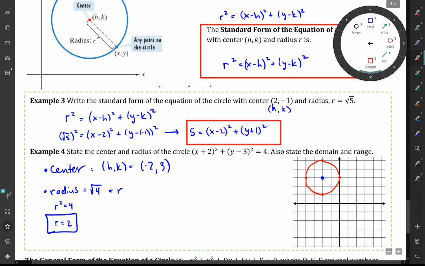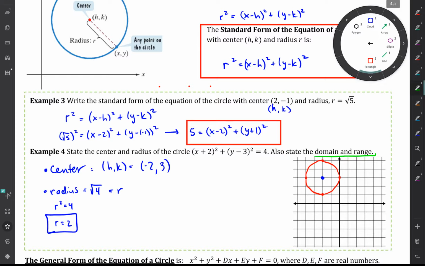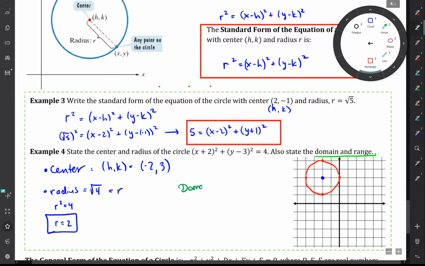Okay? And now the last thing that we're asked to do is to state the domain and range of this circle. And so the domain is going to be, well, the easy way to do the domain, actually, is to start with the center, which is -2, so x equals -2, and now we can just add and subtract r, so plus or minus 2. That will give me my domain. And that's because all x values can range from plus or minus 2 from the point -2.